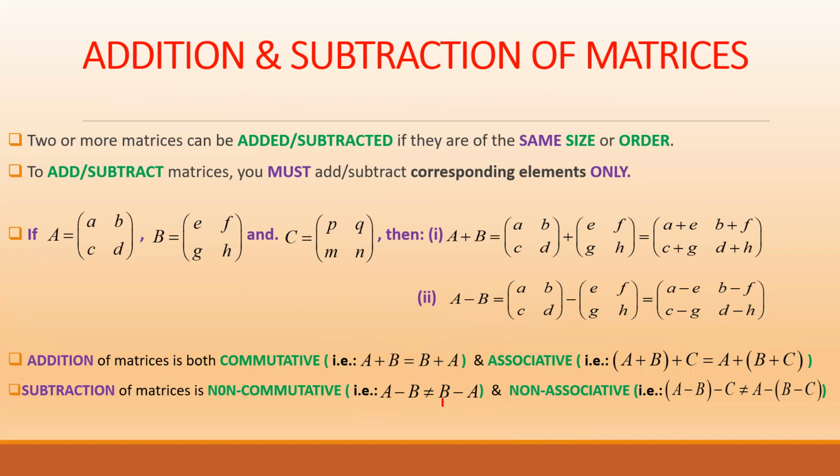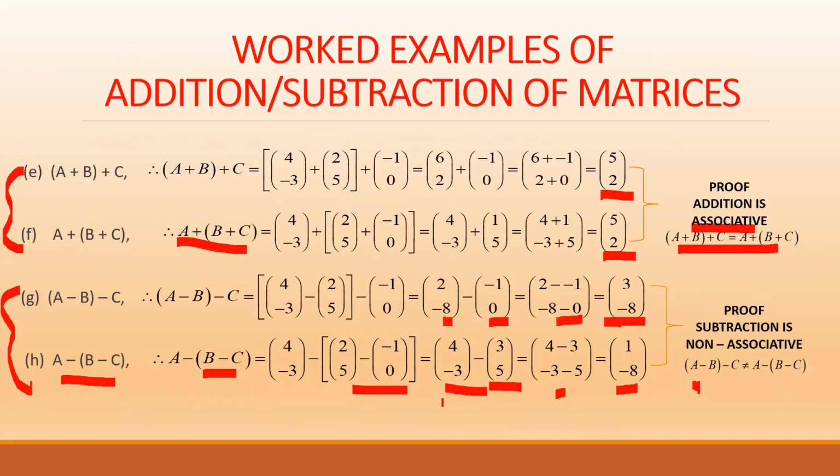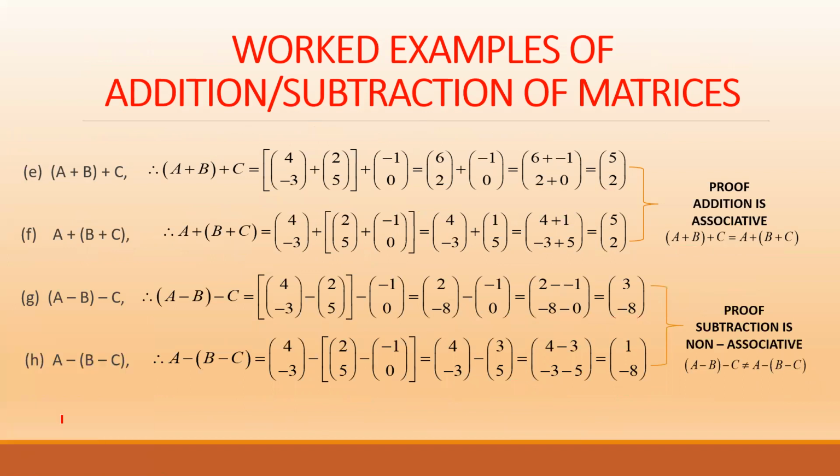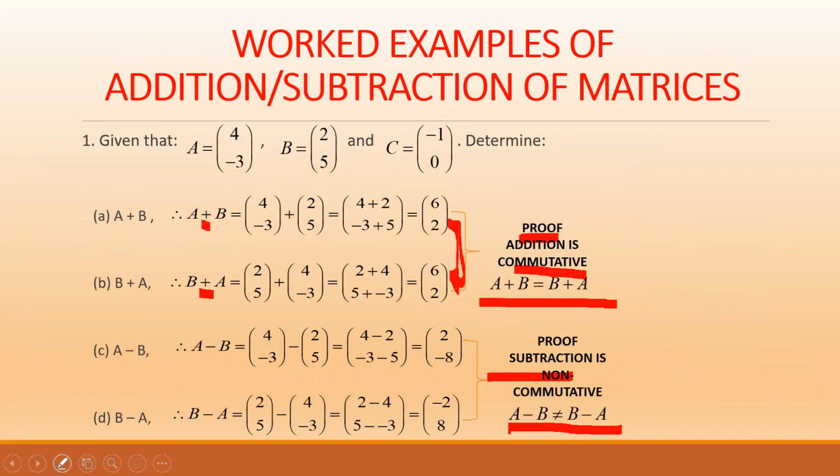Okay, guys, so that's it for the commutative and associative property of addition and subtraction of matrices. Right? We went through it thoroughly, and I hope you would have learned something from what we did. Okay. All right, now we are wrapping up, guys.